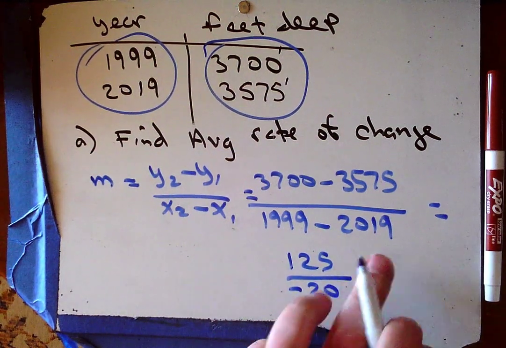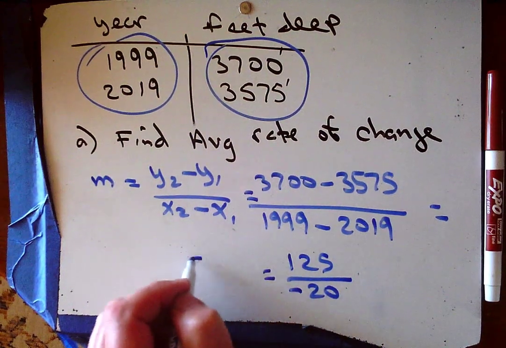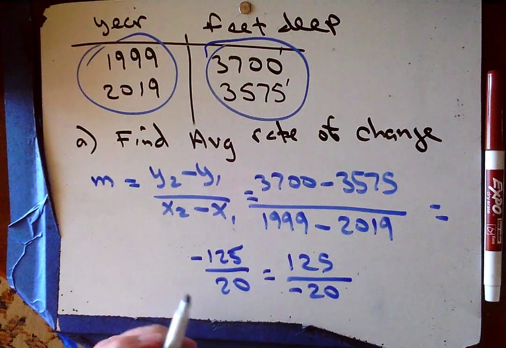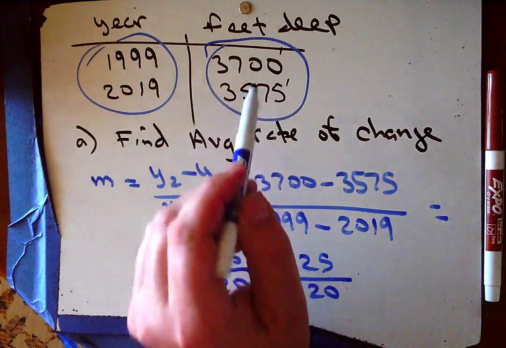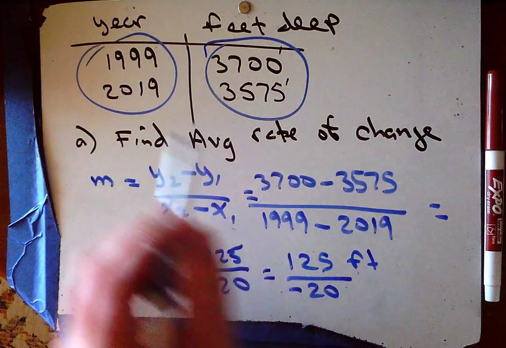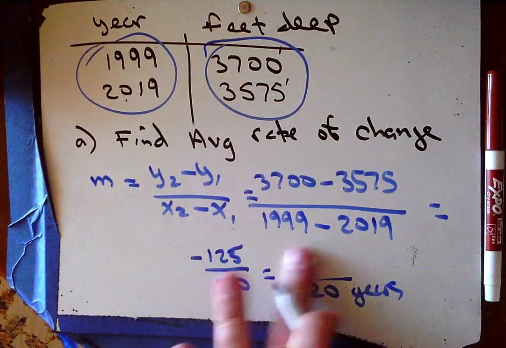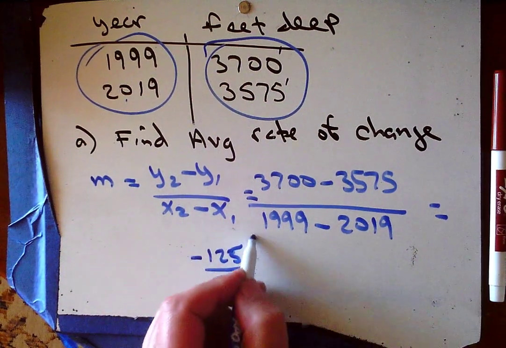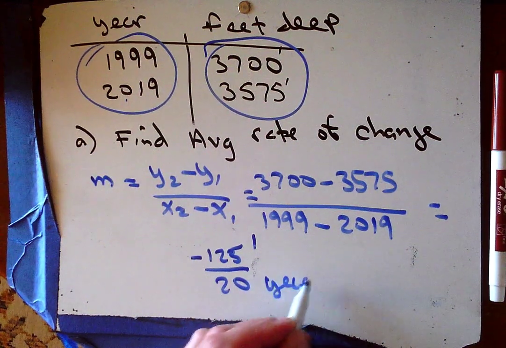Or, as your middle school math teacher tried to get you to understand, that would be the same as negative 125 over positive 20. Right? And so how am I to understand this? Well, the units on top are feet, and the units on the bottom are years. And so I want to understand this as the water level is decreasing by 125 feet every 20 years.